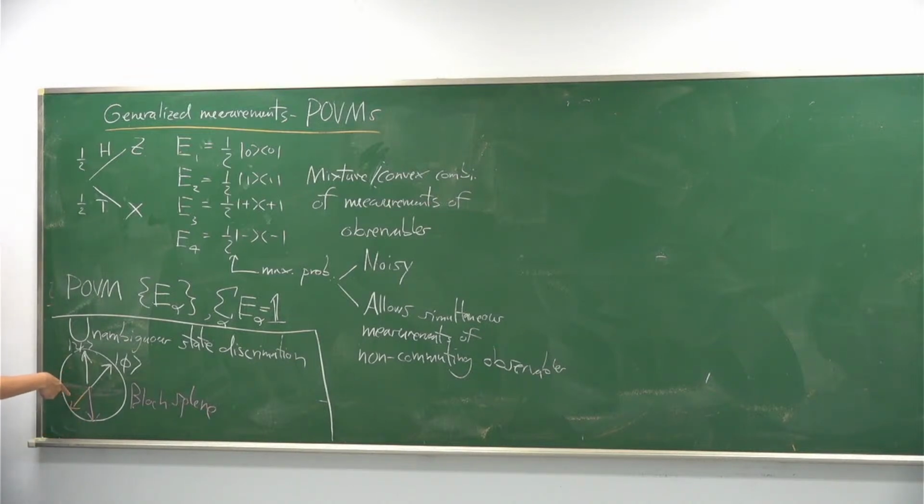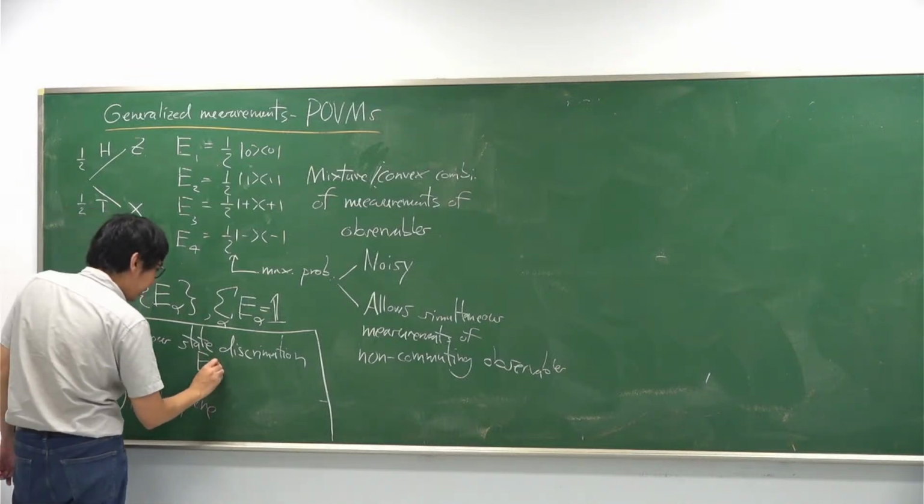So if I get the outcome that corresponds to this orange vector, then I know that the state is not the phi state to begin with. But of course, the problem here is that these two projectors, these two POVM elements, do not sum to the identity. And so actually it turns out that you can make it a little bit noisy.